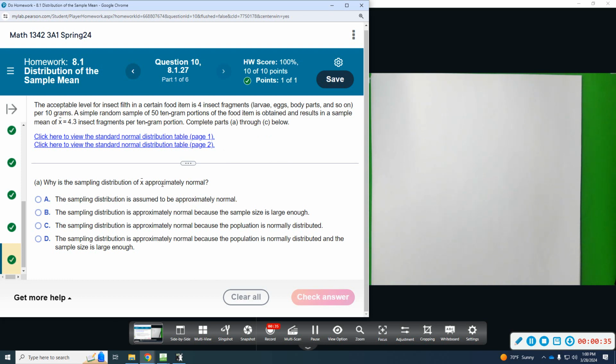So why is this approximately normal? Well, since our sample size is greater than 30, which we have 50, we can assume normal. So the distribution is assumed to be normal. Well, we don't know that until we look at the sample size. The sampling distribution is approximately normal because the sample size is large enough, yes. And if you look at the other ones, they won't fit.